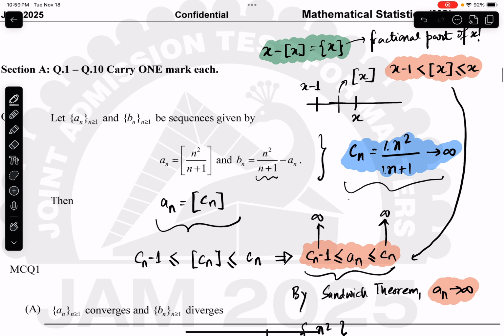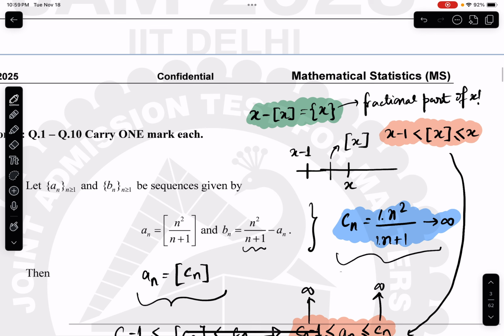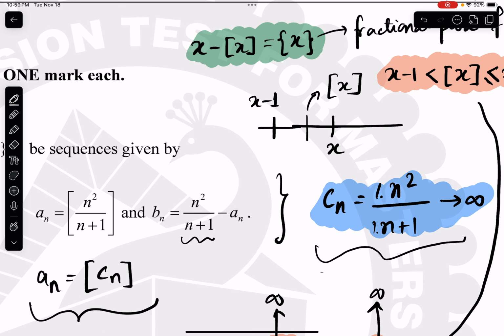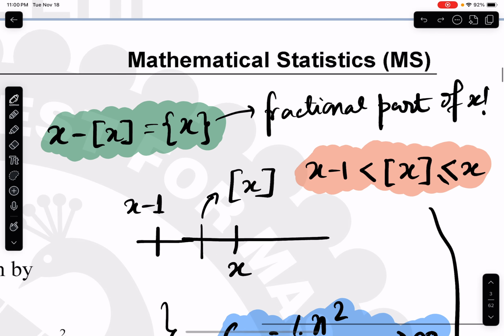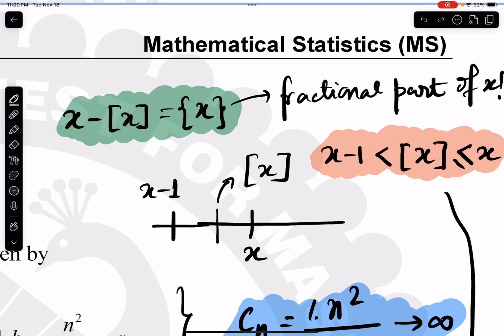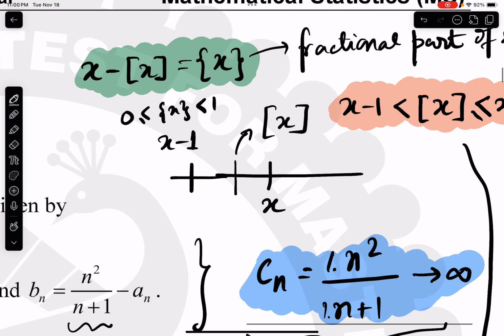To do that, let's revise a bit of the theory about the greatest integer function and the fractional part. If x is a number and you take the greatest integer function of x, then this is of course less than or equal to x, but it's also greater than x minus 1, because it's just the closest possible integer to x. And the fractional part is nothing but x minus the greatest integer function of x. Also remember that this fractional part is greater than or equal to 0 and less than 1.